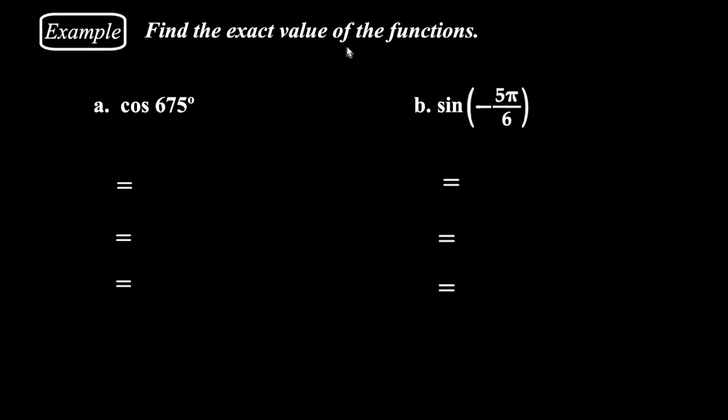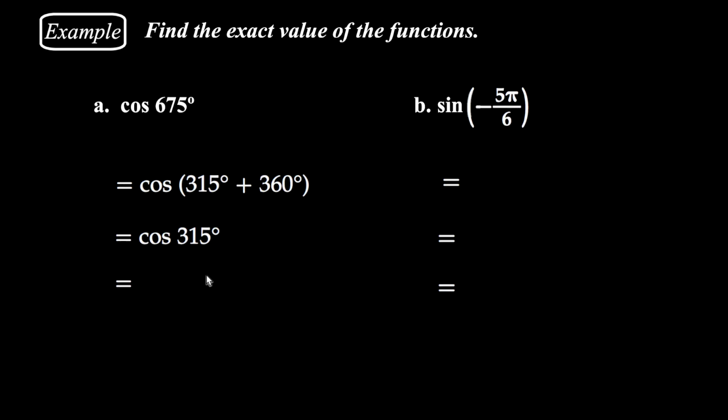It says find the exact values of the functions, and we've already been doing this. So really what we're doing is applying that formula that I just gave you. The cosine of 675 is the same as the cosine of 360 plus 315. If you subtract 360 from 675, we end up with 315. So that's just the cosine of 315.